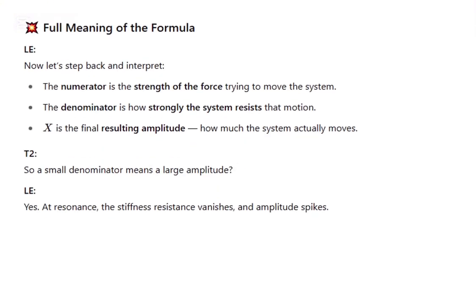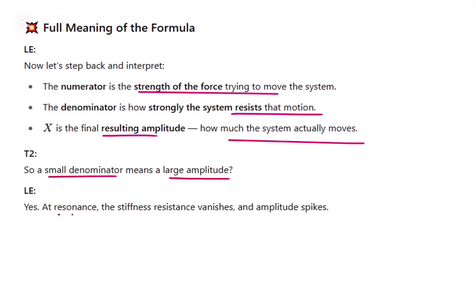Let's step back and interpret. The numerator is the strength of the force that's trying to move the system. The denominator is how strongly the system resists the motion. So x is the final resulting amplitude, how much the system actually moves. A small denominator means large amplitude. At resonance, the stiffness resistance vanishes and the amplitude spikes.